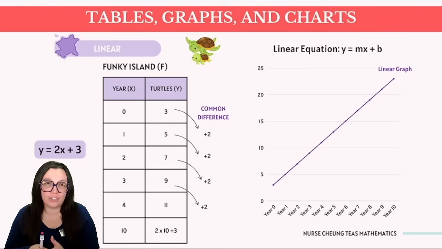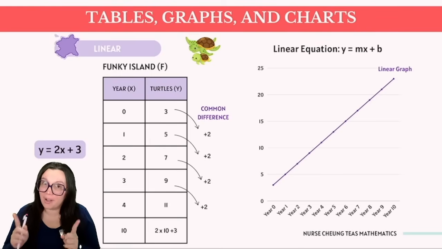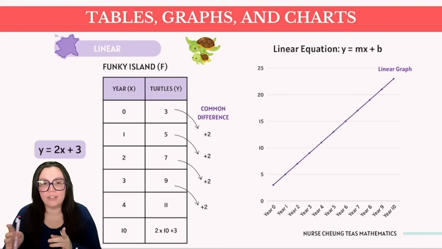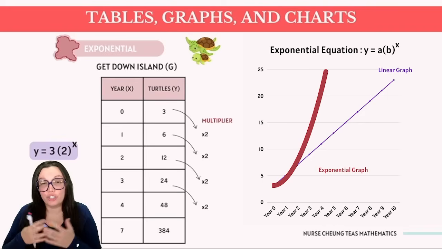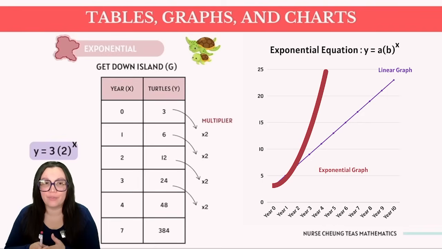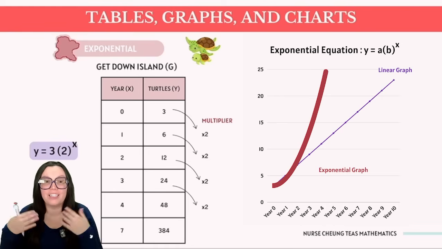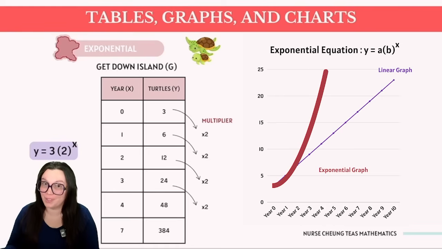Upon graphing this relationship of Funky Island, we discover a linear trend affirming our hypothesis. This linear model is characterized by a constant increase or decrease. Turning our attention to the turtles on Get Down Island G, another intriguing pattern emerges. Their numbers seem to double each year, indicating exponential growth rather than linear growth.